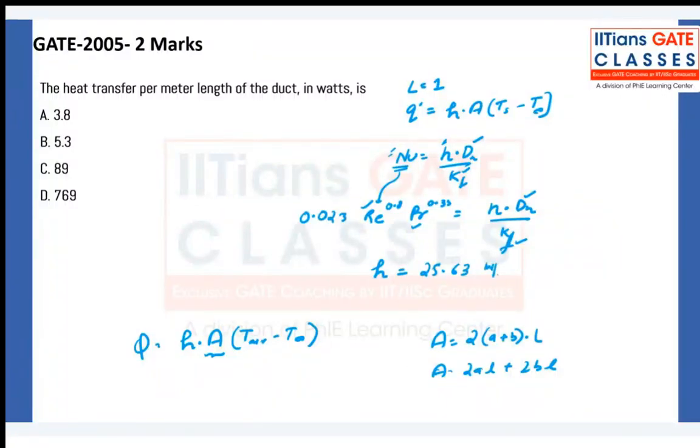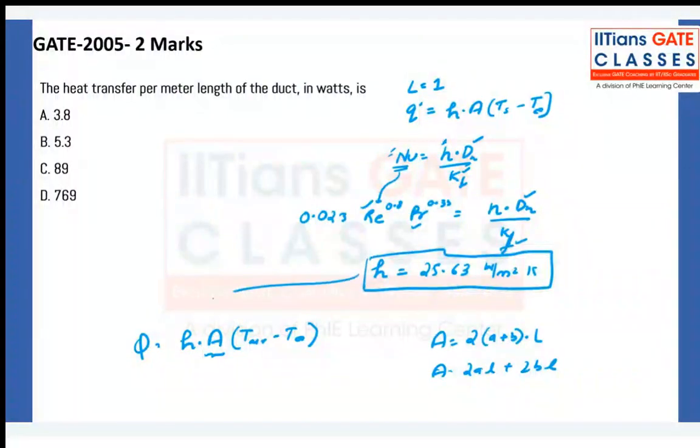So I know H now, and H I can put here. Area I can put here. This will be 3L, and L will be equal to 1. So I can put it here. Delta T is 30, T infinity is 20. So Q dot is 768 watts.